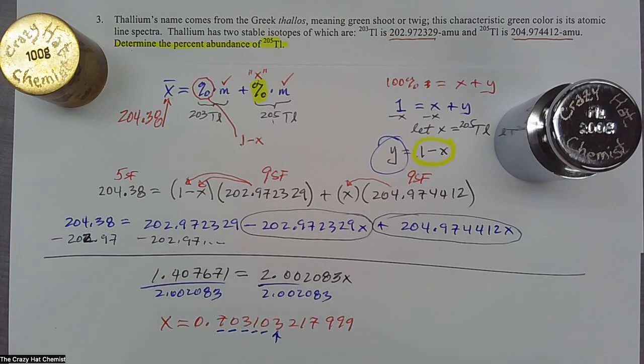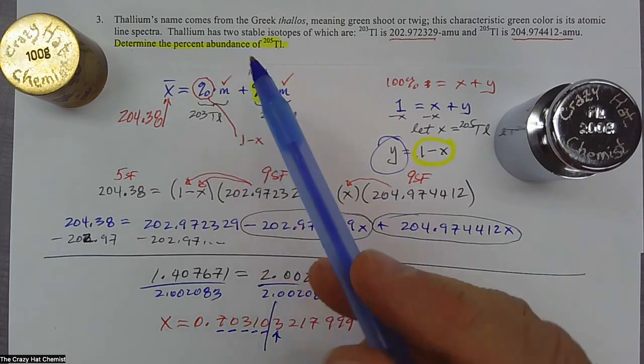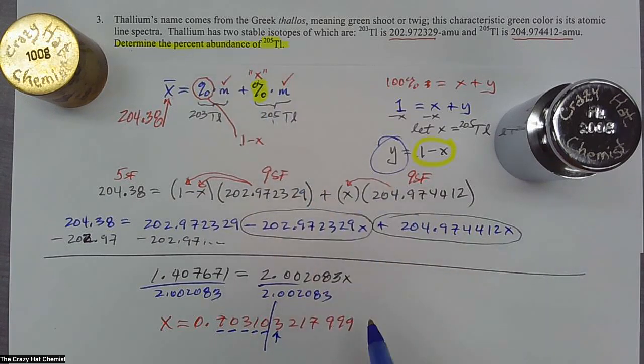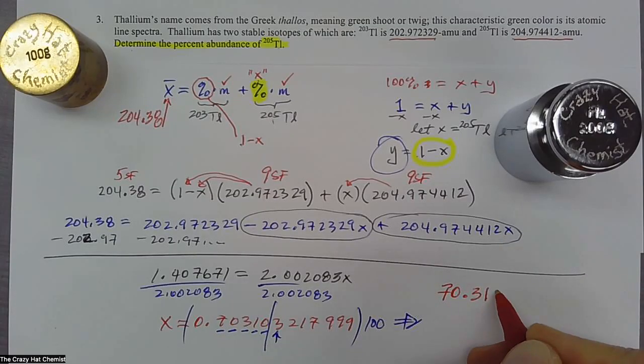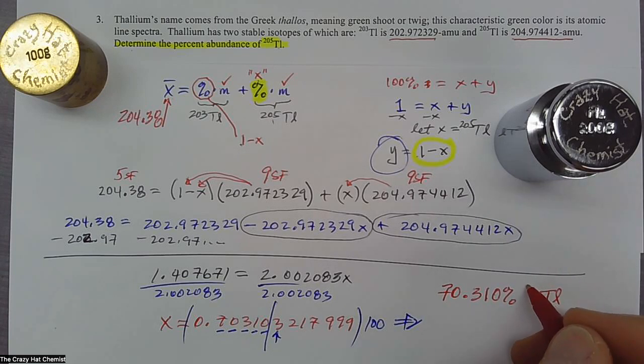I'm rounding with that 3 right there, which means I'm going to chop or truncate the number. The problem asked for determine the percent abundance, so I'm going to multiply this number by 100 to get the percent abundance. And that would be 70.310% abundance for thallium 205.